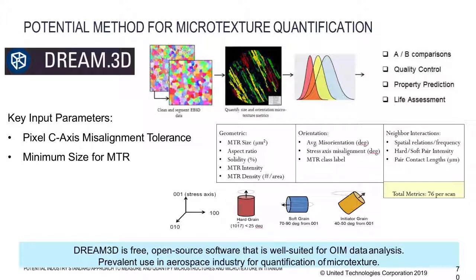And you'll get all these features as a function of what we'll call MTR class, which is hard, which are features that are aligned with your particular stress axis. Soft, which are kind of 90 degrees or so. Initiators, it's a term by the Air Force, but that's also kind of just 45 degrees off your stress axis.